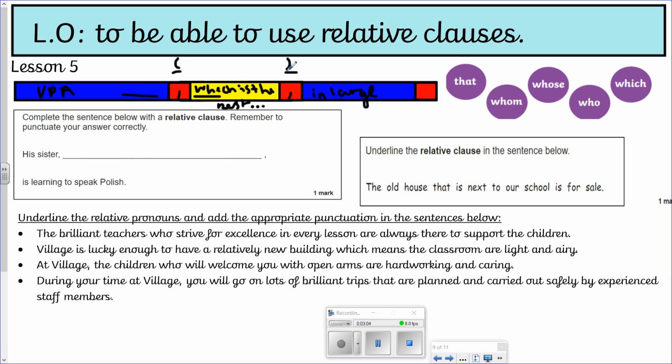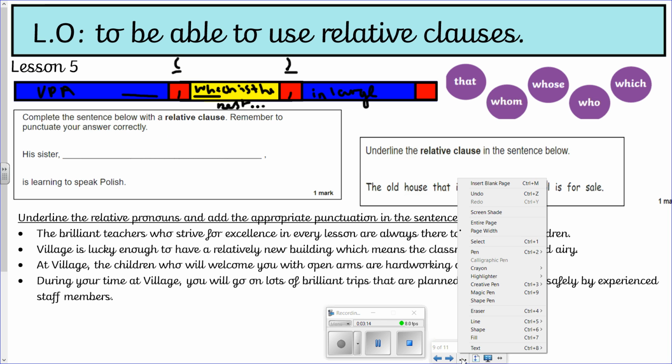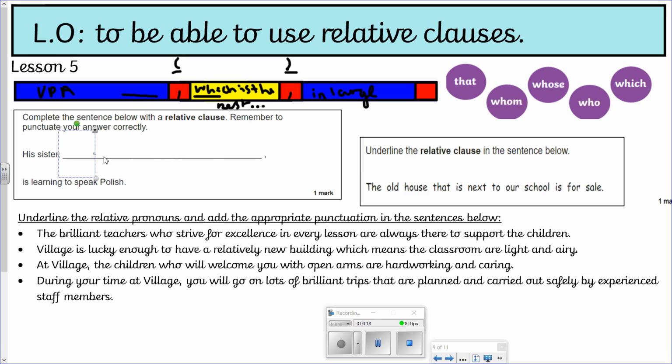So I'm hoping that everybody now who's listening has done the 3 tasks in front of them. I'm going to go through the answers. So the first one says, complete the sentence below with a relative clause. Remember to punctuate your answer correctly. So I'm just going to use a text just because it's that much easier for me to do. So it says, his sister, something, something, is learning to speak Russian. Okay, his sister, something, something, is learning to speak Polish. I think I said Russian then. I don't know where Russian came from.